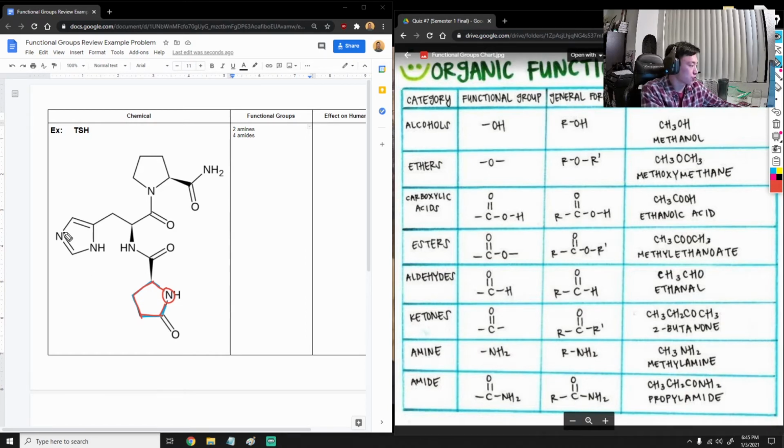All right. This closed shape right here is also not a carbon ring because there are 2 nitrogens in it, so that's not going to be it. And then this one on top as well is not going to be a carbon ring because there is a nitrogen in the middle of the structure. Okay, so if you look through this and double check everything, you'll see that there are no more functional groups. So this molecule right here, TSH, is only made up of 2 amines and 4 amides. All right, so that's going to be the first part of your assignment. The first part of the assignment is just to find the functional groups.